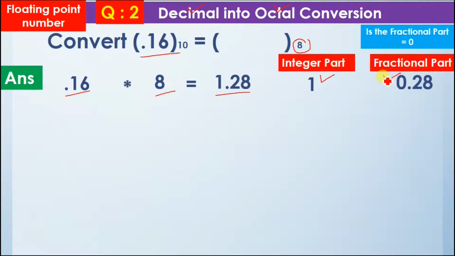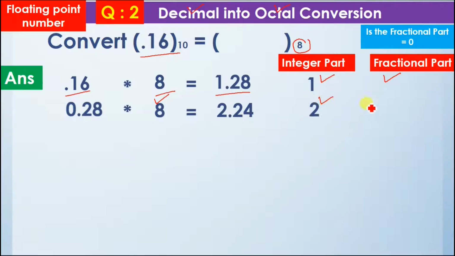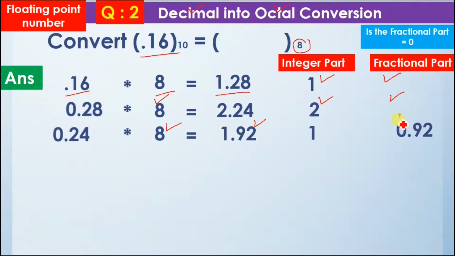Is the fractional part equal to 0? No. 0.28 comes here and again we multiply it by 8, and we get the answer 2.24. So the integer part is 2 and the fractional part is 0.24. Again not 0, so 0.24 will come here and we will multiply again by 8, and we get the answer 1.92. So the integer part is 1 and the fractional part is 0.92.